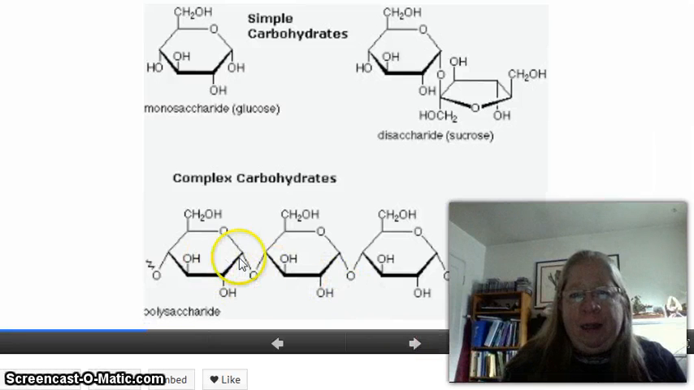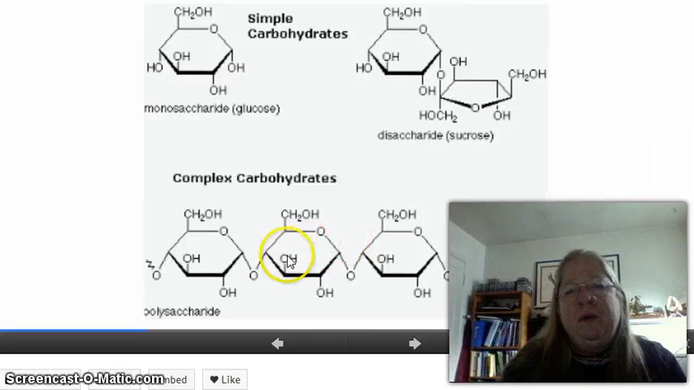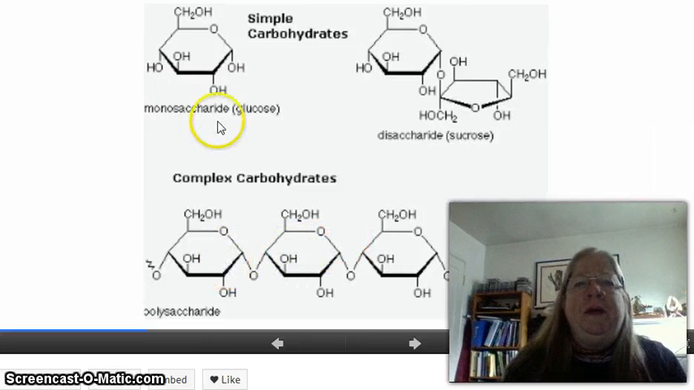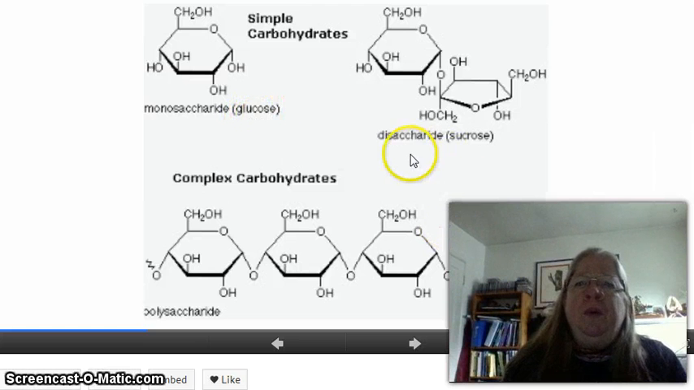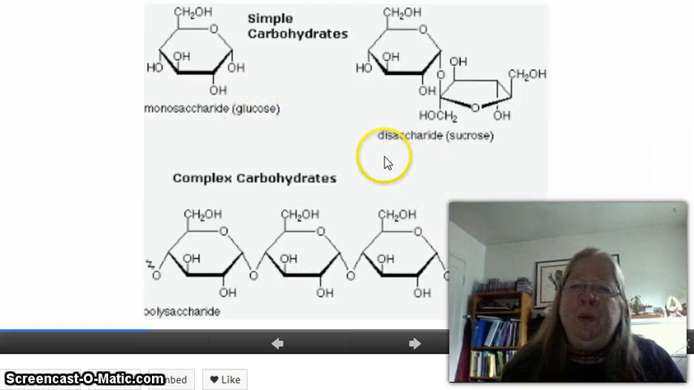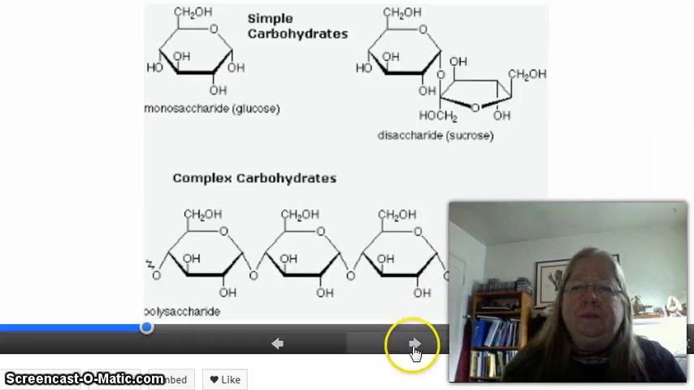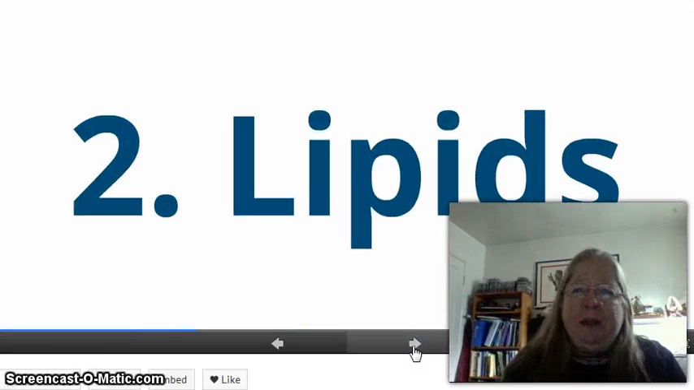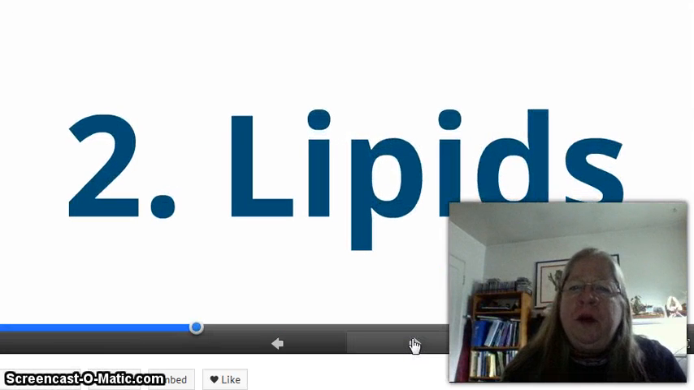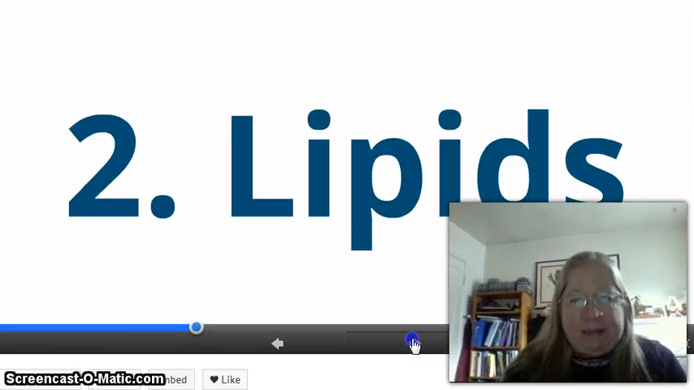This is what a polysaccharide looks like. Many individual monosaccharides linked together. An example of a monosaccharide would be glucose. An important disaccharide, di means two, is sucrose, table sugar. Second macromolecule are the lipids, also known as what? Fats.